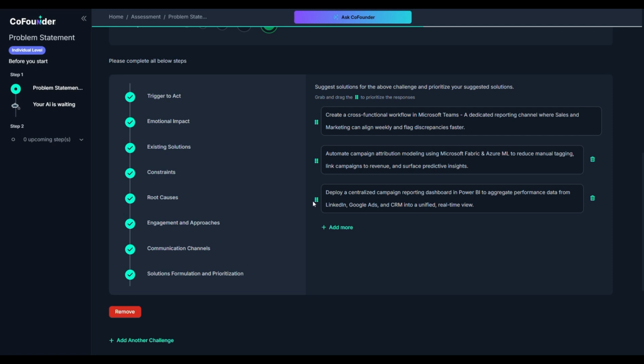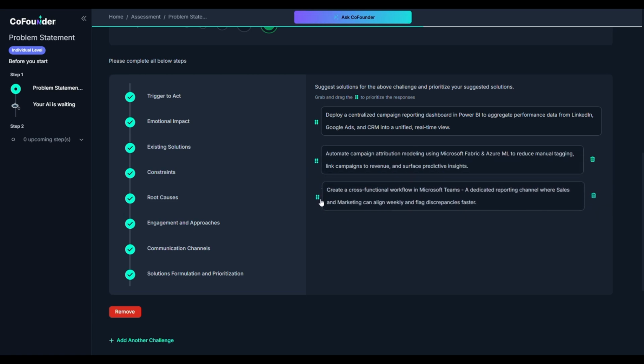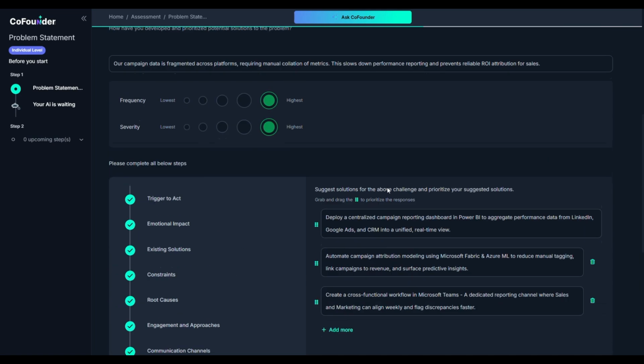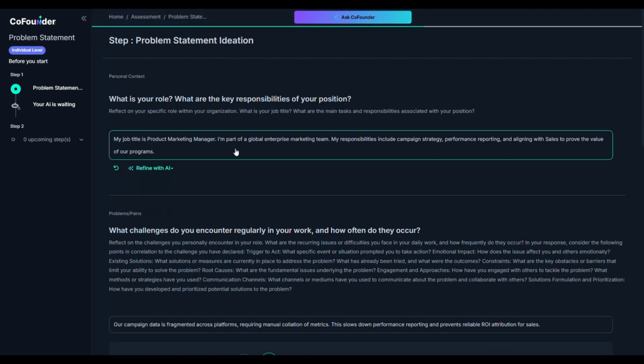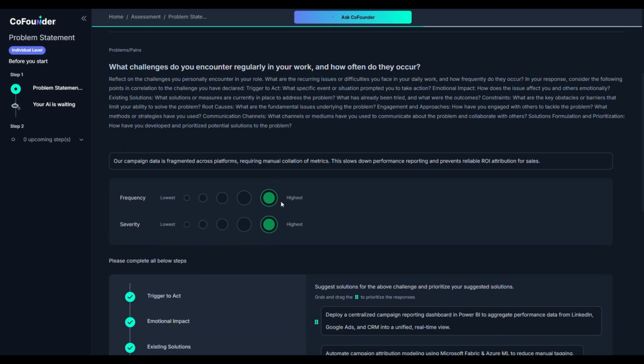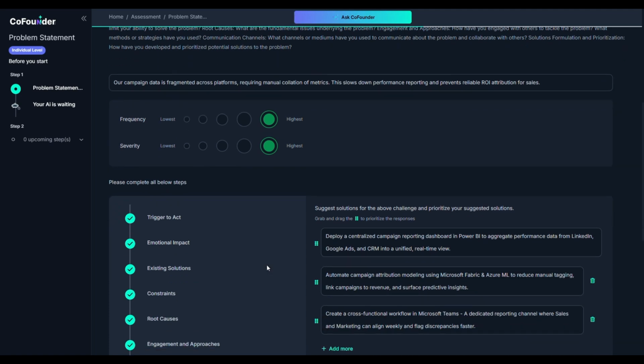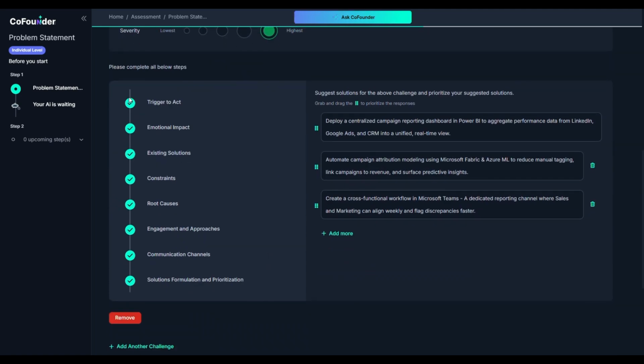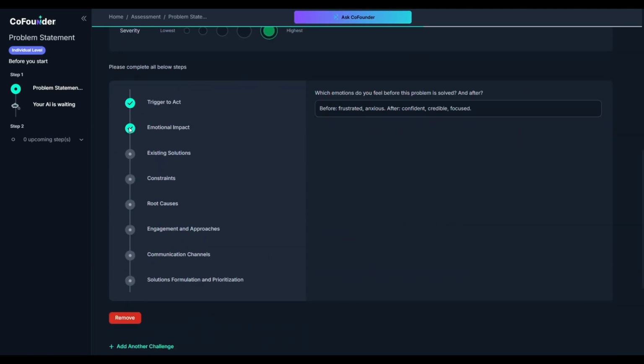Notice how Alex moves from problem to possibilities, but doesn't stop at listing them. He drags to prioritize. The top-ranked solution often becomes the starting point for building an actual innovation roadmap. This is a natural point to pause or press on. Some users stop after one challenge, and that's perfectly fine. Others go deeper, capturing all the friction points they're facing.